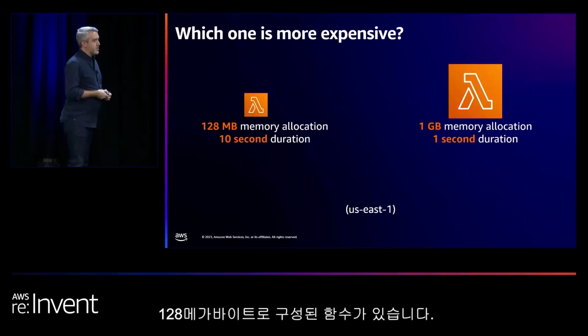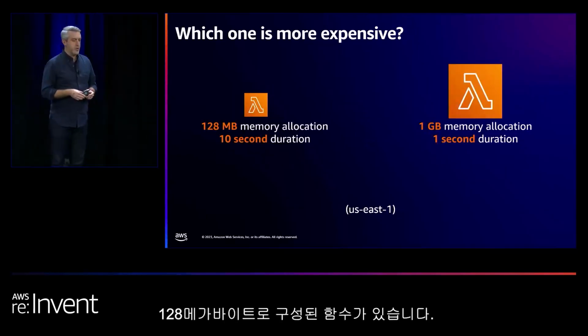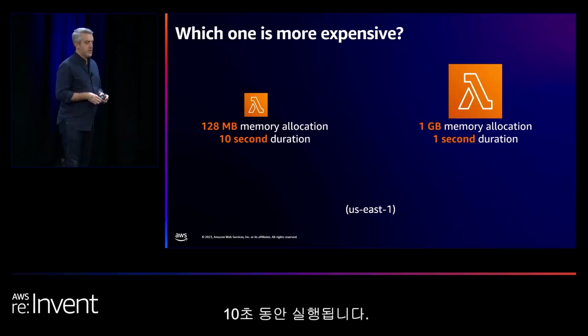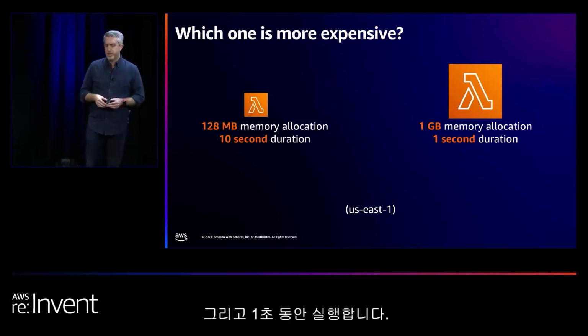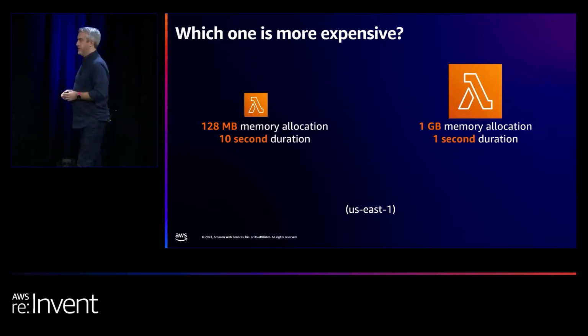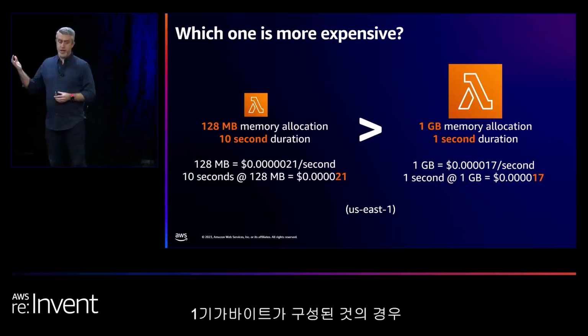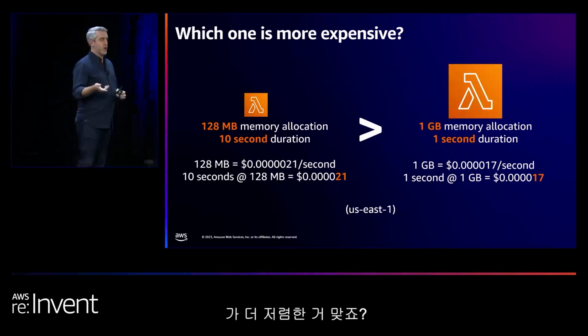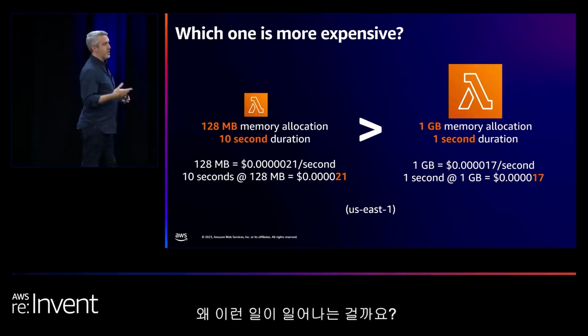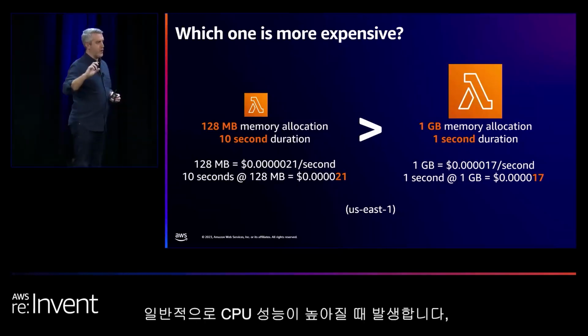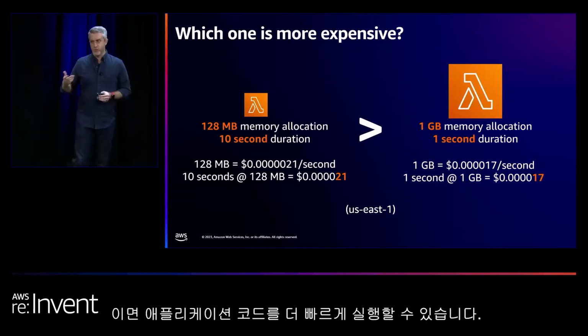Now, how about this one here? So I have a function that's configured for 128 megabytes. It runs for 10 seconds. And then I have a function configured for 1 gigabyte, and it runs for 1 second. The answer in this case is that the one that has 1 gigabyte configured is the lower cost one, right? So why is this happening? Typically, as you're getting more CPU power, you're able then to have your application code run faster.